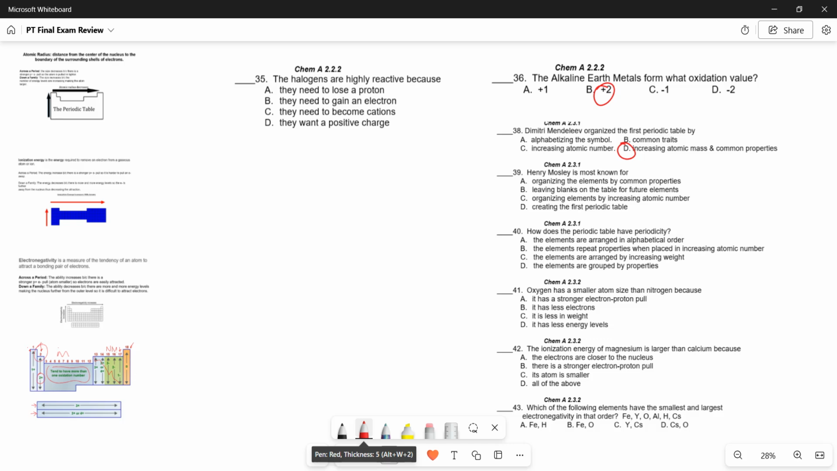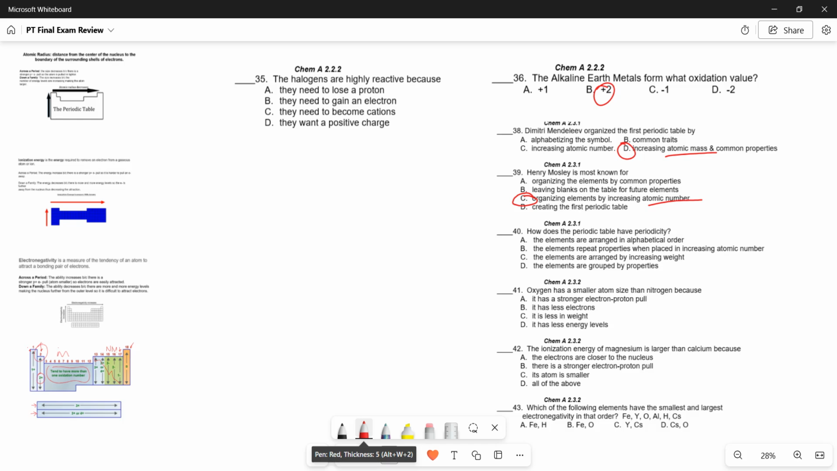Then Henry Moseley came along because there were inconsistencies in using the method that Mendeleev used. And so about the time Moseley organized the elements, we had discovered subatomic particles, the electrons, protons, and neutrons. And so he used the proton number, or what we call the atomic number. He also used traits, but that wasn't new. He was known for going from atomic mass to atomic number. And so that's what he's most known for.